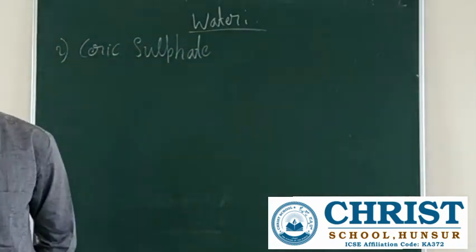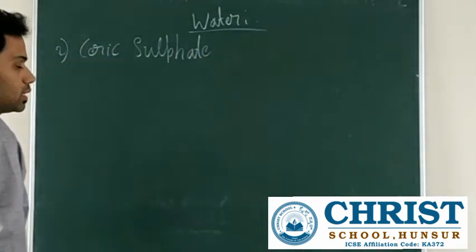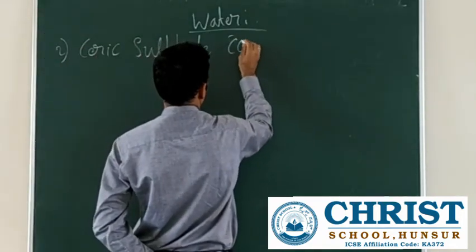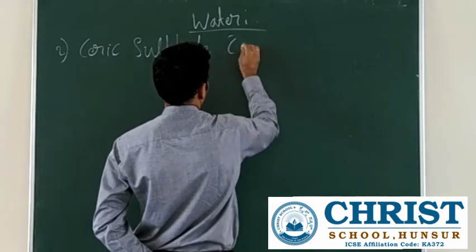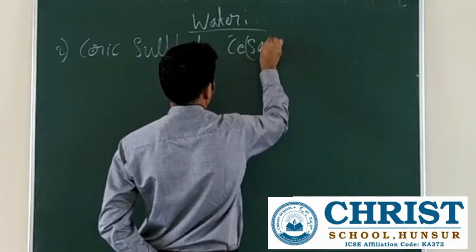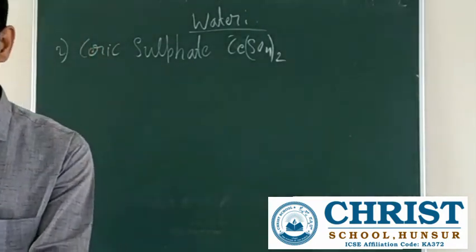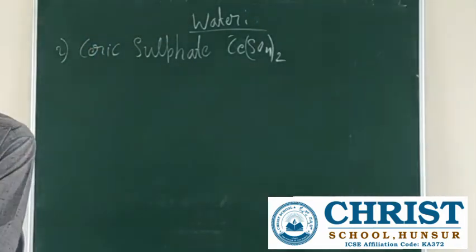Ferric sulfate. So its formula is Fe2(SO4)3. Ferric sulfate is another example for the third one. First it increases, then as the temperature increases, it goes on decreasing.